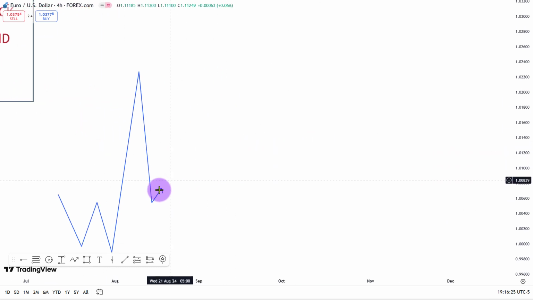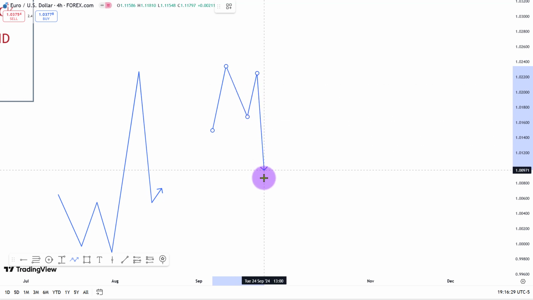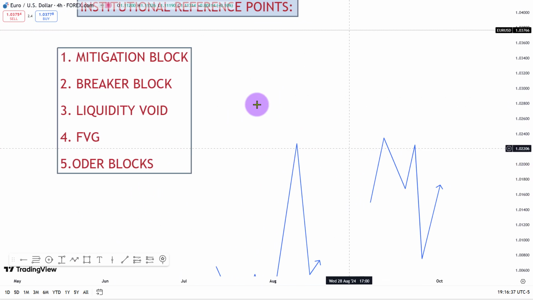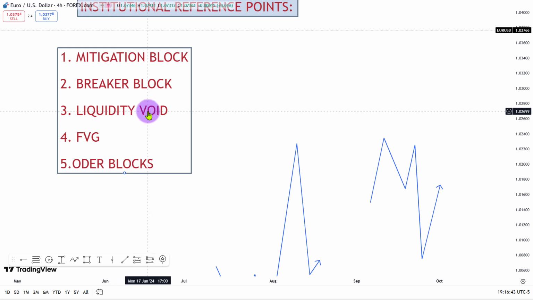If we see a price range where price action creates a shift of structure bearish and is repricing into the internal range, we are looking for the internal range mitigation block first. If it's not there, we go to the next. We look for the next breaker block, then we look for the next liquidity void, then fair value gap, then order block.